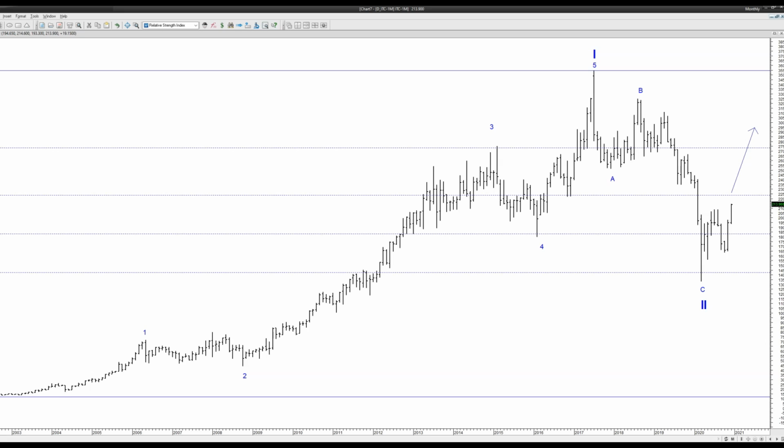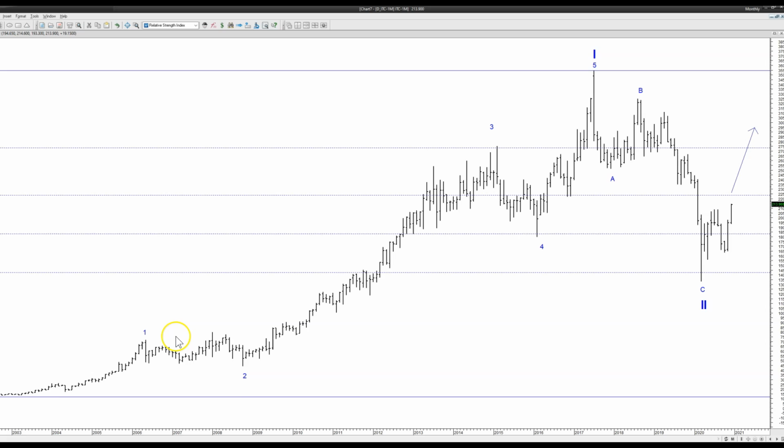Hi, today is the 11th of December, and today we will look at the wave counts for ITC. Now, this is the monthly chart of ITC, and you can see that ITC has a nice, clear 5-wave rise up to the 2018 high of around 350.